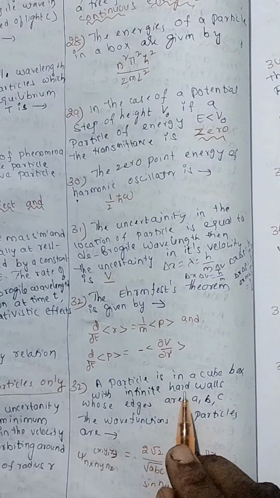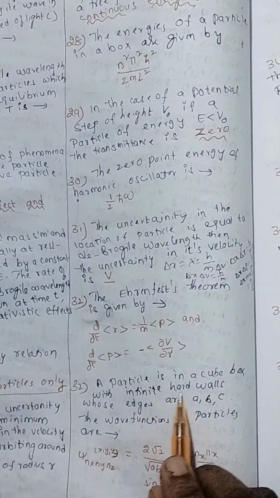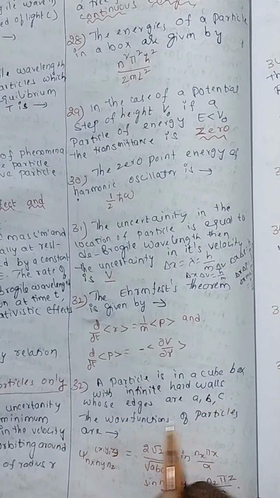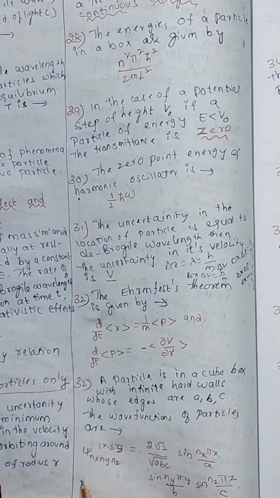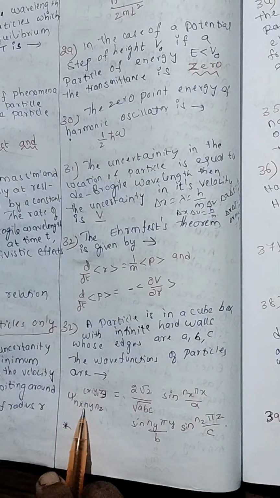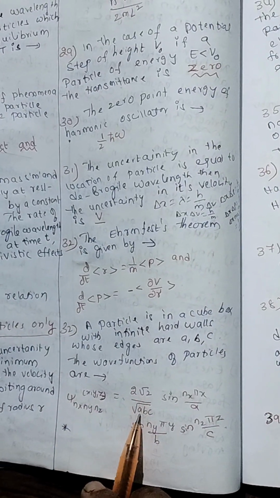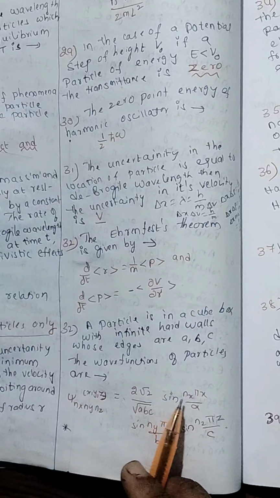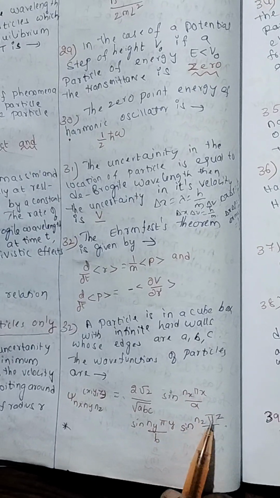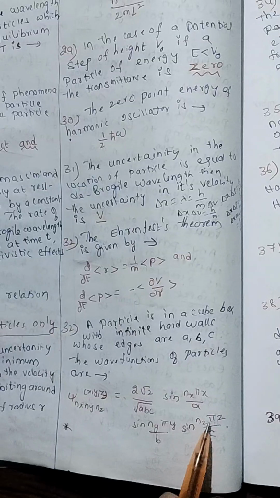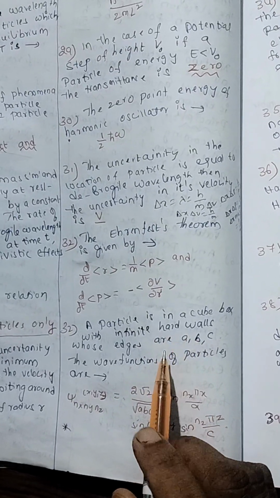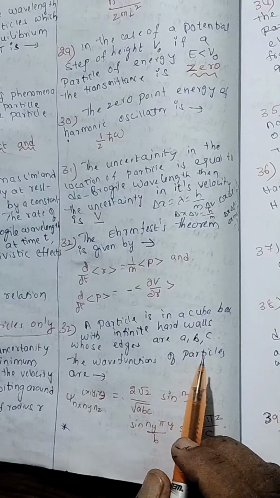The particle is in a cube box with infinite hard walls whose edges are a, b, c. The wave function of the particle: this formula is most important, remember this formula. Psi nx ny nz equals 2 root 2 by root abc, sin nx pi x by a, sin ny pi y by b, sin nz pi z by c. This is the formula for a particle in a cube box of infinite hard walls with edges a, b, c.